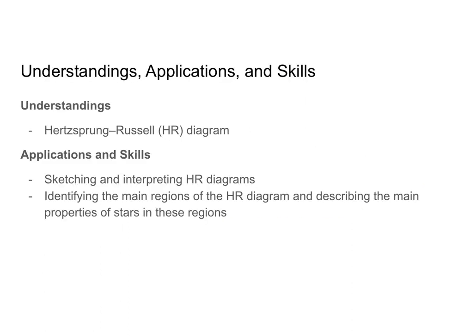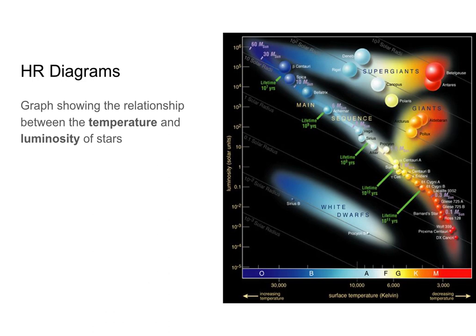So your IB understandings are that you should understand what an HR diagram is, and your applications and skills, you should be able to sketch and interpret HR diagrams, and you should be able to identify the main regions of the HR diagram and describe the main properties of stars in those regions. Now, one thing that's kind of nice is we've actually already talked about most of the regions and most of the properties of the stars in different regions. We just haven't talked about where those regions are. So with no further ado, let's talk HR diagrams.